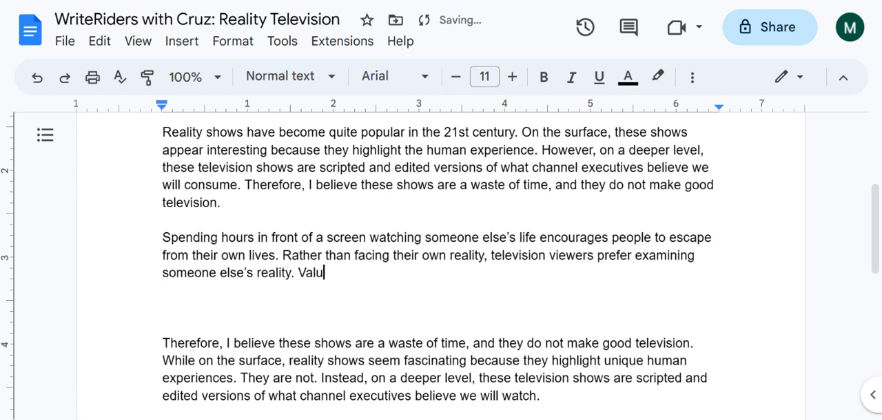Valuable time, precious time, precious time is wasted. Indeed, precious time is wasted. 1 minute and 45 seconds, right, writers? Spending hours in front of a screen watching someone else's life encourages people to escape from their own lives. Rather than facing their own reality, television viewers prefer examining someone else's reality. Indeed, precious time is wasted.